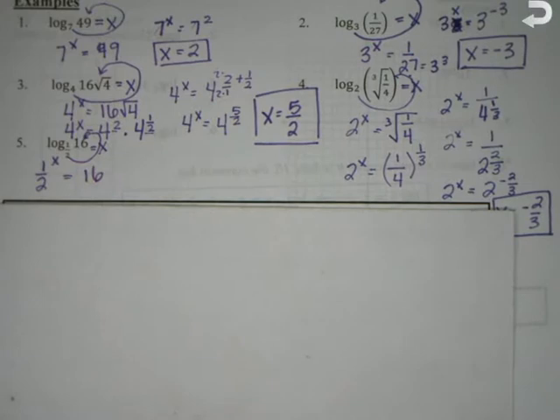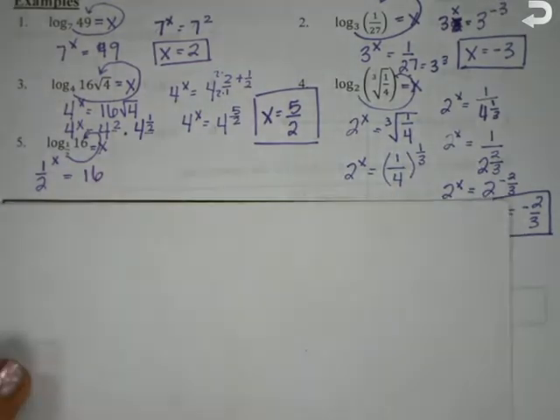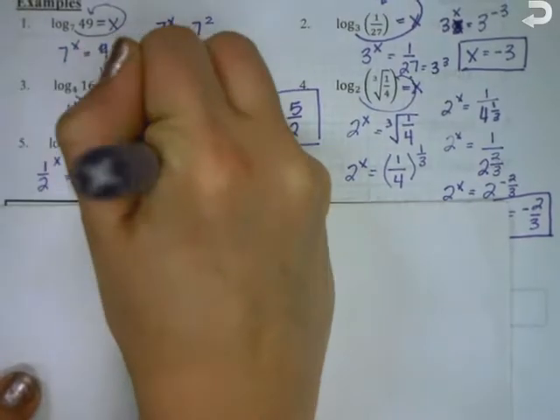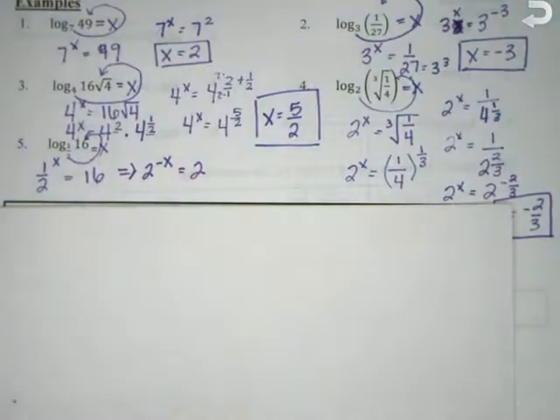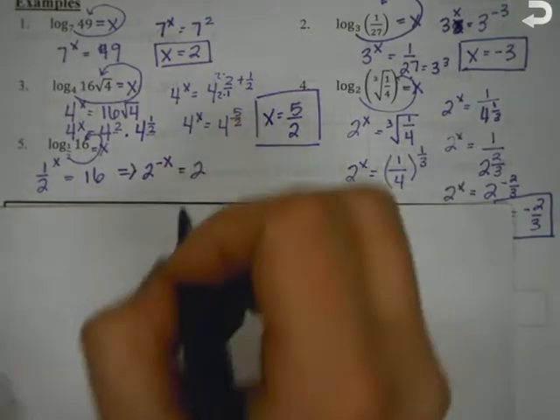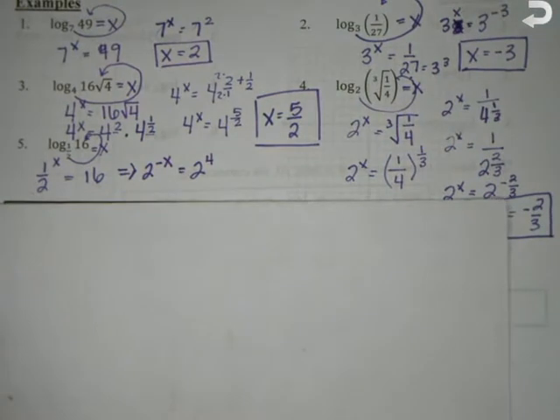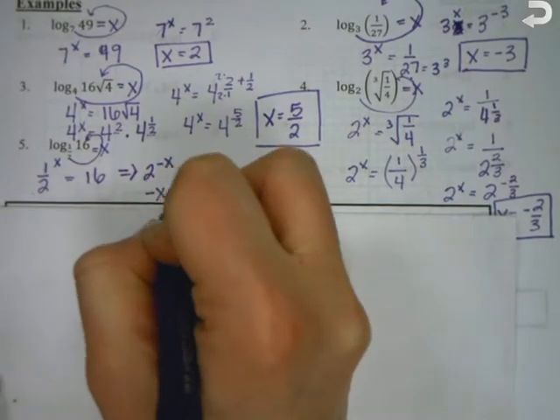This 1/2 does not have base 2 yet, so what do I need to do? Make it a negative 1. So this is going to be 2 to the negative x, right? Equals 2 to the 16 is 2 to the 4th. Good. So I have same bases now, so I can drop the bases. So I have negative x equals positive 4. So x equals negative 4.